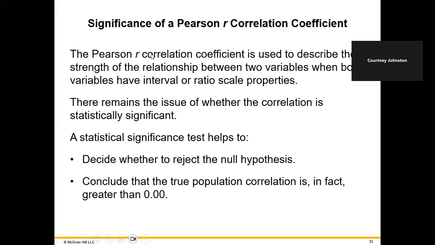Now, the Pearson r, which we've already talked about, is used to describe the strength of the relationship between two variables when both have interval or ratio properties, which we've talked about in the last chapter. There remains the issue of whether the correlation is statistically significant. And so a statistical significance test can help to decide, okay, do we reject or accept the null hypothesis? And can we conclude that the true population correlation is in fact greater than 0?